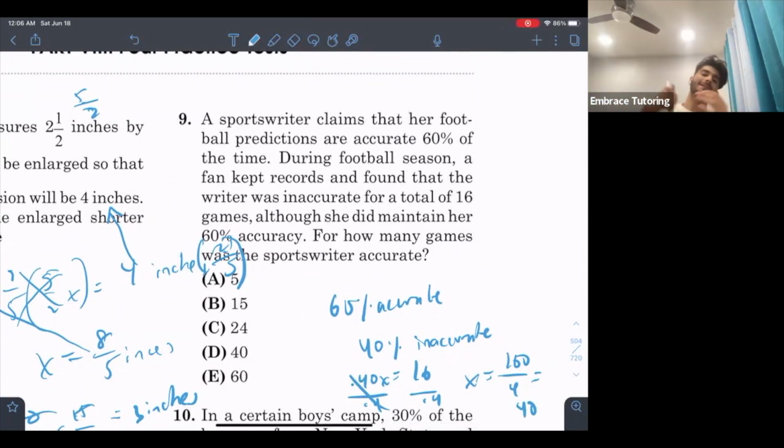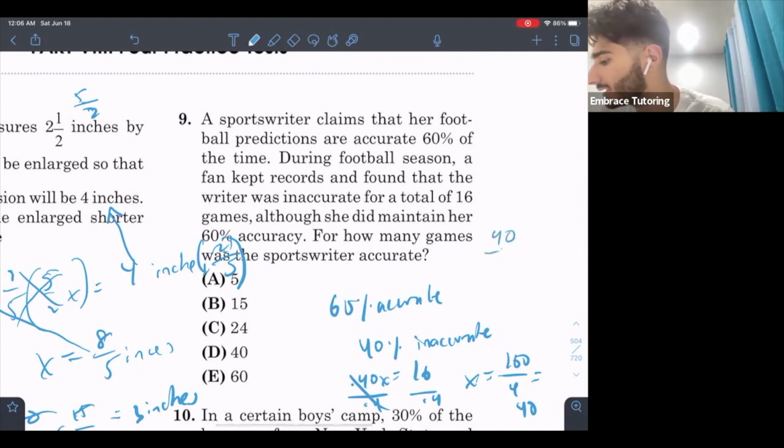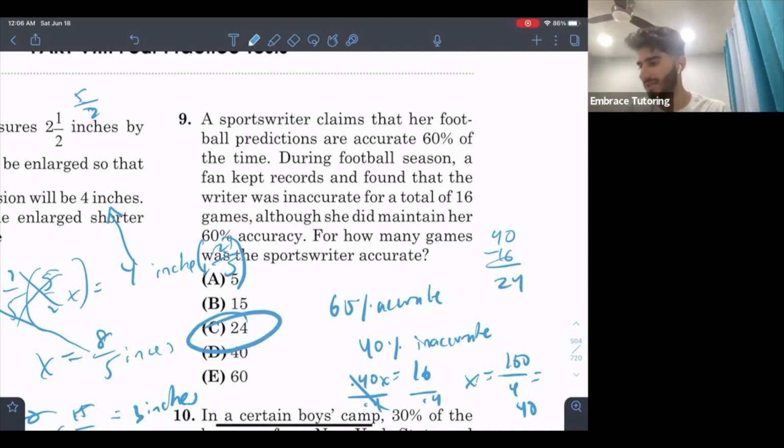Oh no, x is the total. X is the total amount of games, and 40% is equal to 16. So if 16 games are inaccurate, 40 minus 16 gives you 24. 24 games are accurate. That is how you do it.